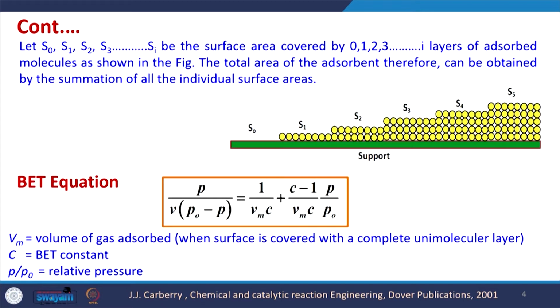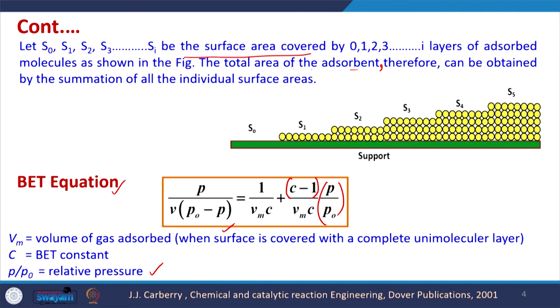Now, suppose S0, S1, S2, S3 etc. are the surface areas covered by the different layers of adsorbed molecules as shown in the figure. So, the total area of the adsorbent can therefore be obtained by summation of the individual surface areas. Now, the BET equation is given by this particular expression, and in this case the relative pressure P by P0 is important. So, here the equation has been converted into such a form that it is already linearized.